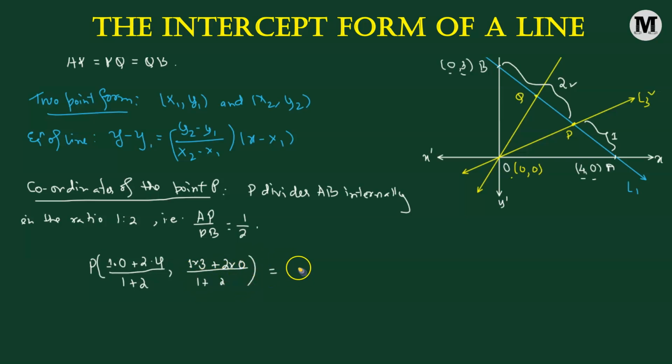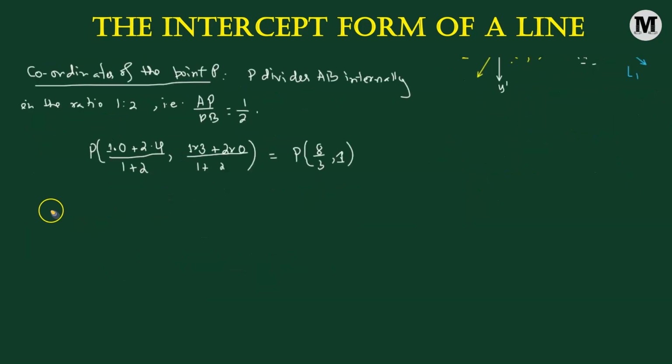Okay, so let's further simplify. This gives us the coordinates of point P as 8/3, and 3/3 is simply 1. So we have obtained the coordinates of point P as (8/3, 1). Now we are ready to find the equation of line L3. Here we need 2 points. One is the point P, (8/3, 1), and the other is simply the origin with coordinates (0, 0).